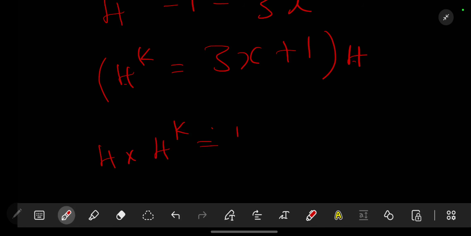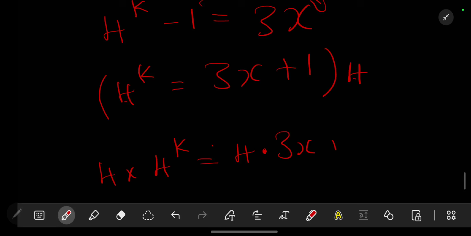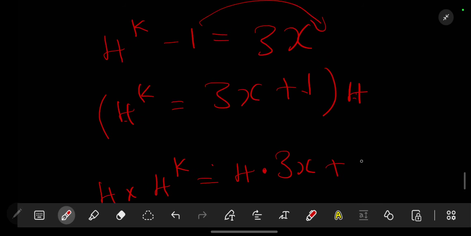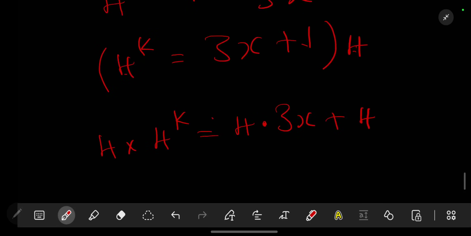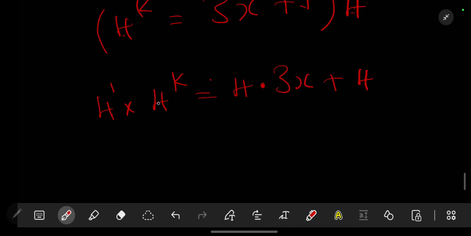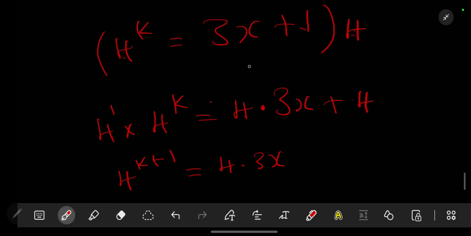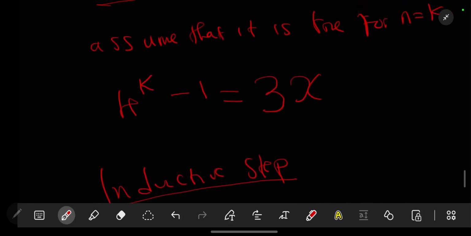Should be equal to, we have our 4 times 3x, dots can mean times, plus 4 times 1. Now, rules of indices, pick one base, so it will be 4, add the powers, so it will be 4^(k+1). Should be equal to, if you look here, we have our 4.3x. Now we want the 3 to be outside.